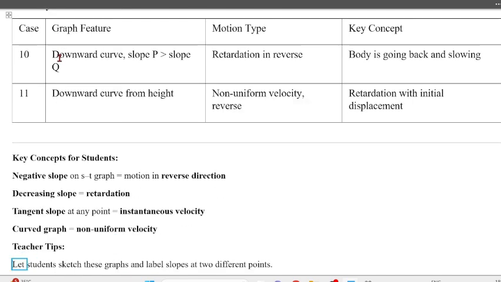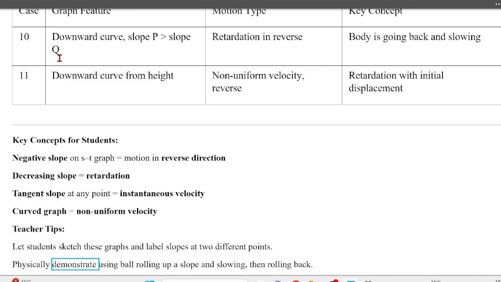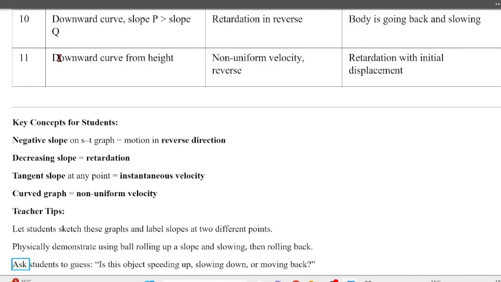Teacher tips: let students sketch these graphs and label slopes at 2 different points. Physically demonstrate using a ball rolling up a slope and slowing, then rolling back. Ask students to guess: is this object speeding up, slowing down, or moving back?